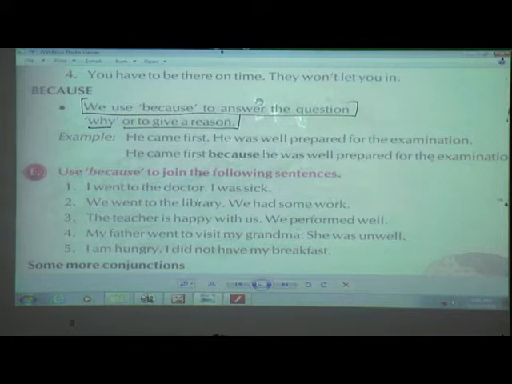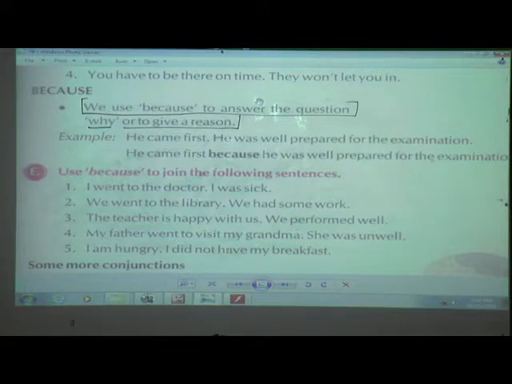Understood, students, why we are going to use the conjunction because? Yes, whenever I want to answer a question or whenever I want to give a reason for any of the question asked by someone, that time I am going to use the conjunction B-E-C-A-U-S-E, because. Now use because to join the following sentence. We are going to solve exercise E. Done? Understood till here? Okay.